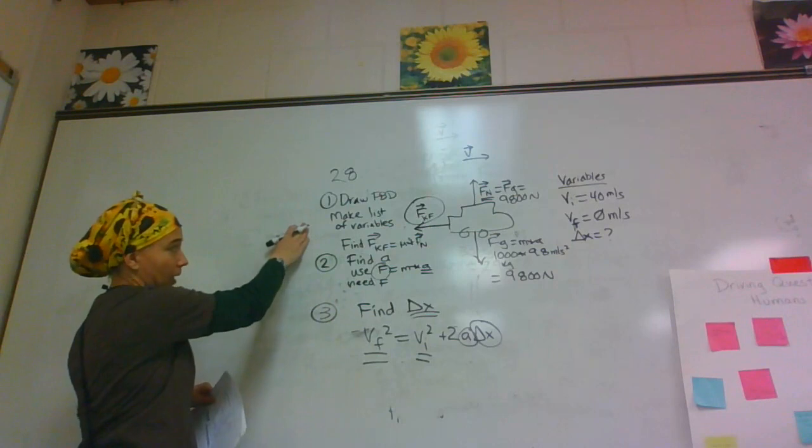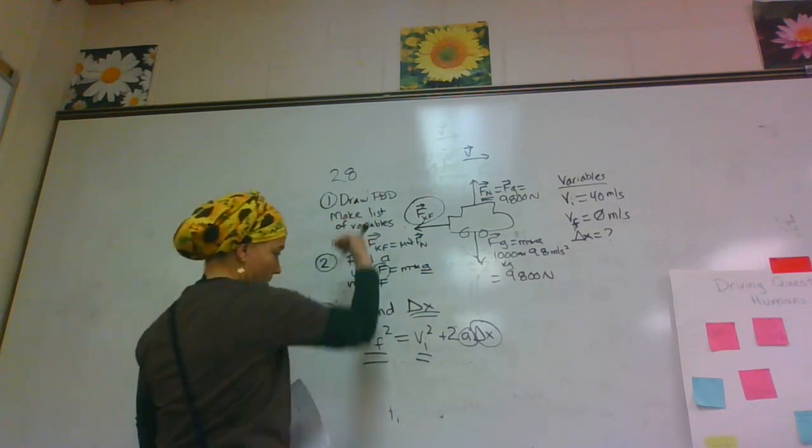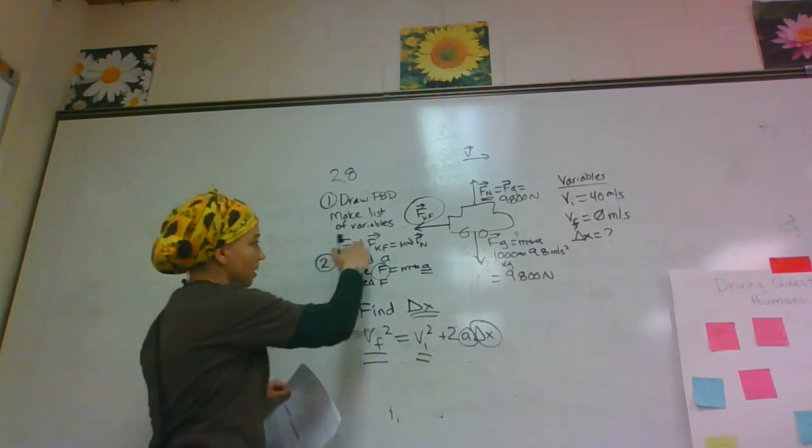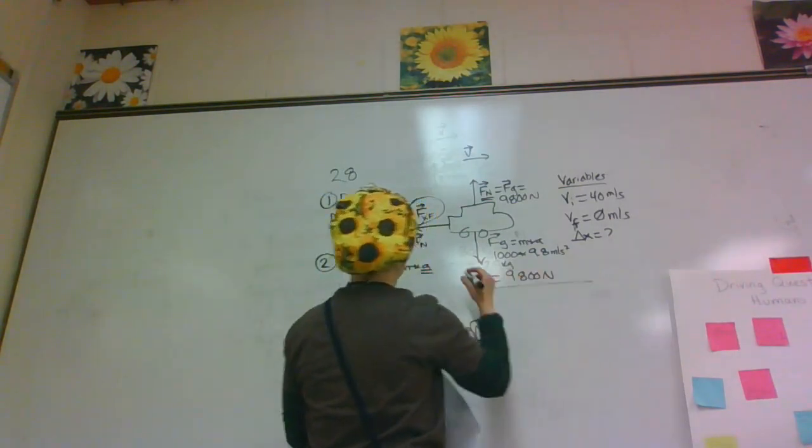So I have my free body diagram, my list of variables. I kind of worked backwards here. I figured out what equation I needed, what variables I need to find, and then I came up with my process. So now I'm going to go ahead and do my process.